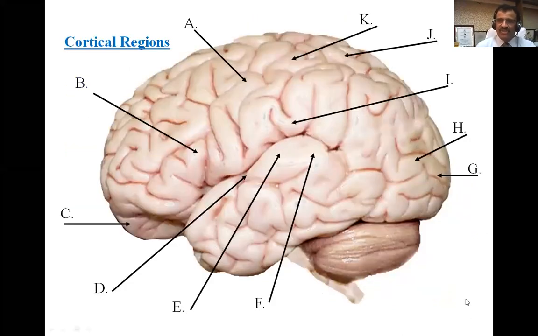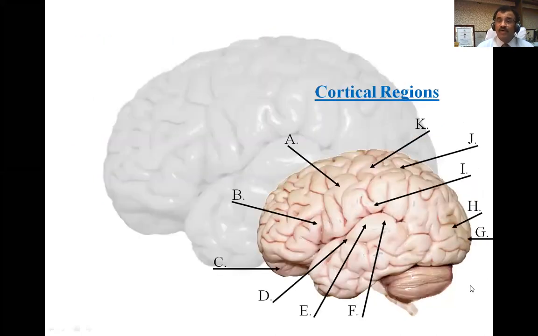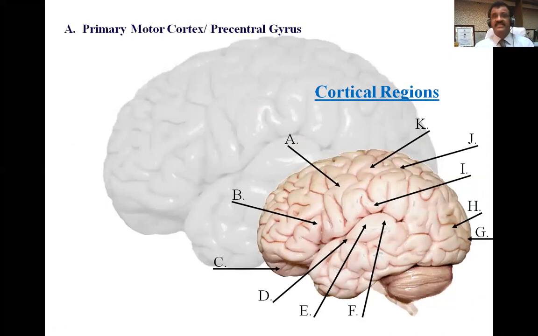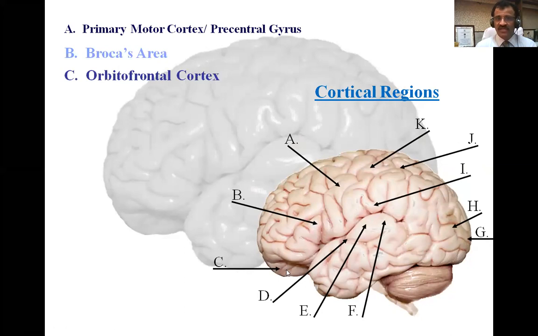So that was gross. Now this is more detail. Here you have to identify the cortical regions. What does A mean? For example, A is present on the primary motor area, or you can say pre-central gyrus. Now K is the post-central gyrus. Likewise, all the different areas we'll see through this next slide, cortical regions. Now A is the primary motor cortex or pre-central gyrus. What is B? B is Broca's area. What is C? C is the orbitofrontal cortex.